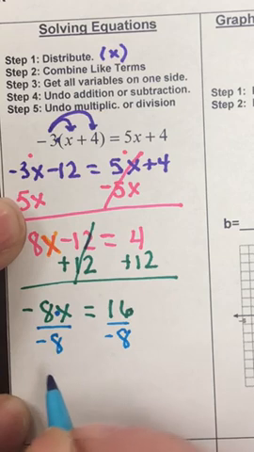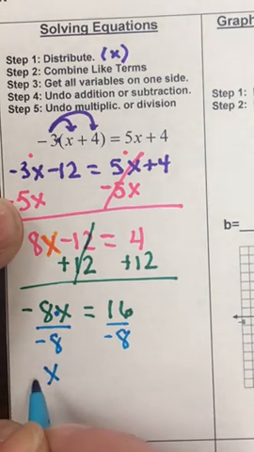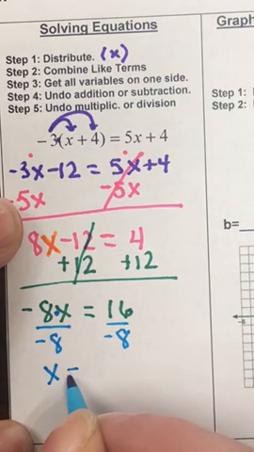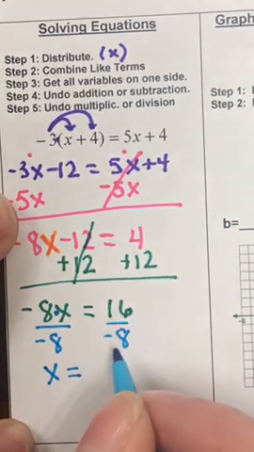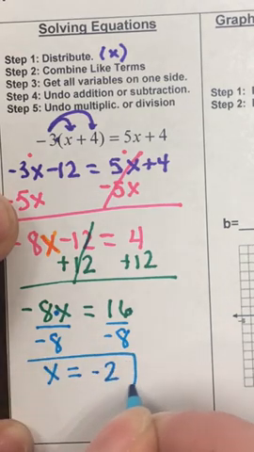-8 divided by -8 gives me positive 1x. Okay, and I don't have to write the 1 in front of the x if I don't want to, but I can if I'd like. Okay, so 1x equals 16 divided by -8, which is -2. And so that is my final answer.